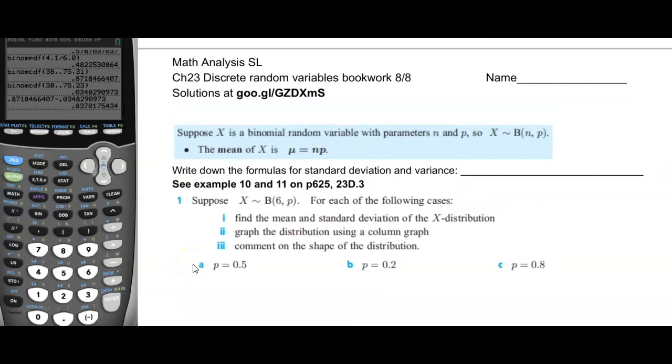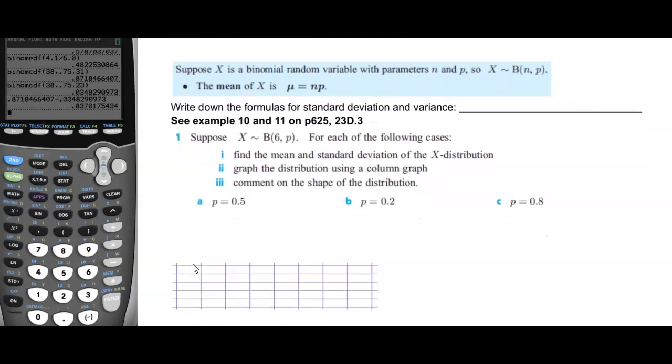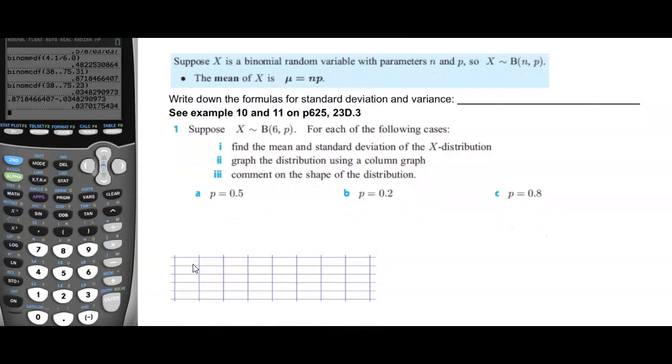Page 8 of discrete random variables. Suppose that x is a binomial random variable with parameters n and p. So x is distributed in a binomial distribution with n and p. The mean of x is n times p. Okay, we knew that.